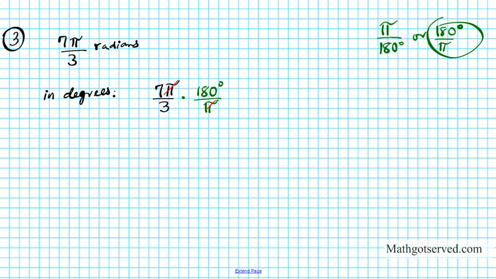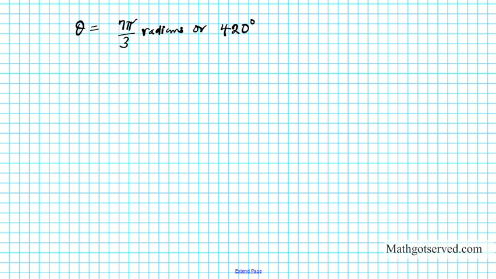So we're going to be left with, if you notice, 3 can go into 180, right? So let's divide that so I don't have to multiply big numbers. So 3 goes into itself once, and 3 goes into 180 60 times. So multiplying that across in the numerator, we'll have 420 degrees. So that tells me that theta is 7 pi over 3 radians, or 420 degrees.